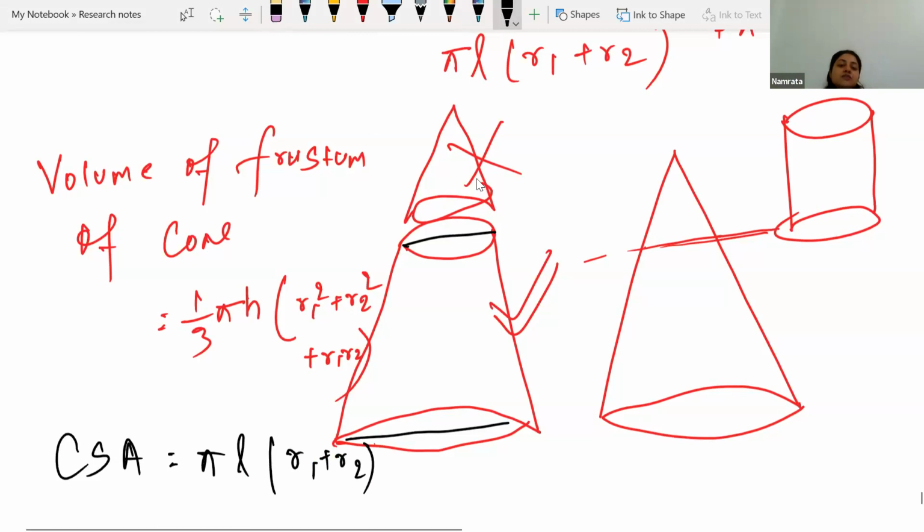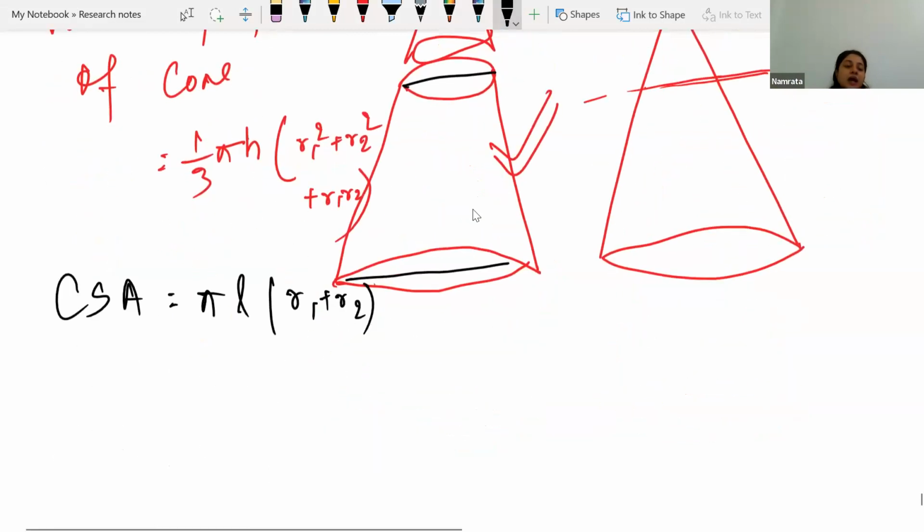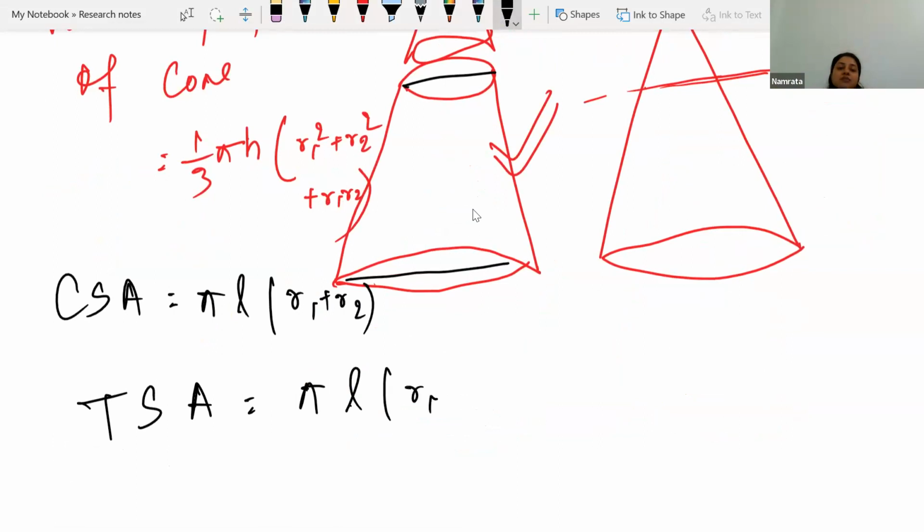What is the total surface area? Here we need to add. The total surface area will be the curved surface area, that is pi l (r1 plus r2), plus upper part area pi r1 square plus lower part area pi r2 square.